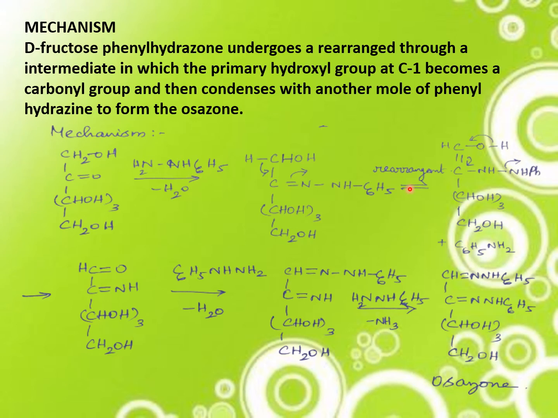This is going to undergo a rearrangement. This bond is going to shift towards this carbon and this bond is going to shift over here. We'll get CH single bond OH, here a double bond is formed. Here C NH, NH, Ph is formed.